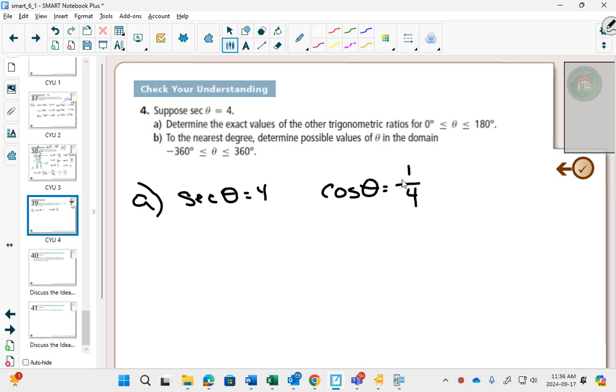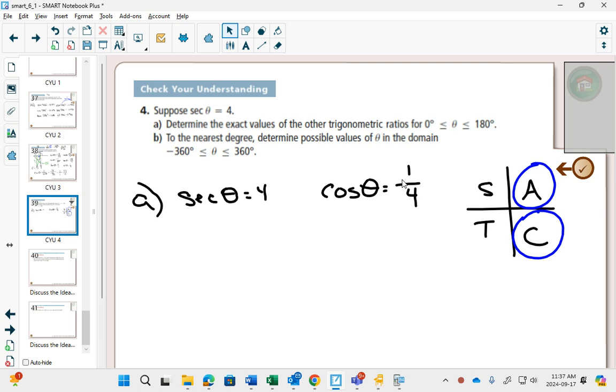Where is theta? Your CAST rule tells you where theta could be. And cos theta being 1/4 tells us that cos of theta is positive. Our CAST rule tells us where trig functions are positive. So right away, all of them are positive in quadrant 1, and cos is positive in quadrant 4. But for part A, do you see that part A says only look between 0 and 180 degrees? So we would only look in quadrant 1.